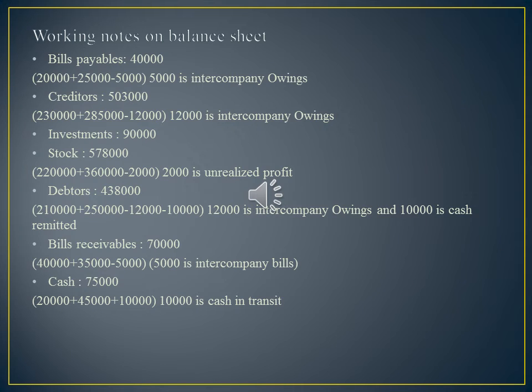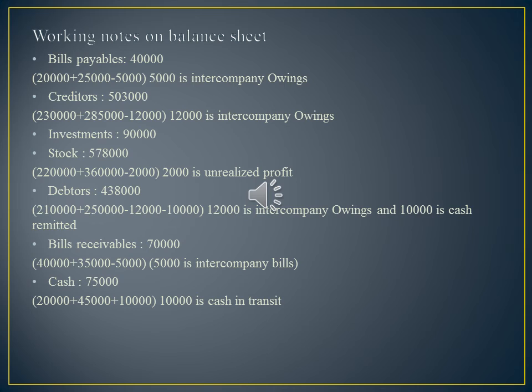In case of bills payable, we are adding the bills payable of both holding company and subsidiary company together and deducting the intercompany owing amounting to 5,000 rupees. And in case of creditors also, we are adding holding company and subsidiary company creditors together and deducting 12,000 intercompany owing. In case of investment, it is 90,000 rupees because 3,60,000 is the acquisition amount. And coming to stock, we are adding both the amounts of stock mentioned in holding company and subsidiary company, and also deducting 2,000 rupees which is unrealized profit which we have mentioned in the surplus account.